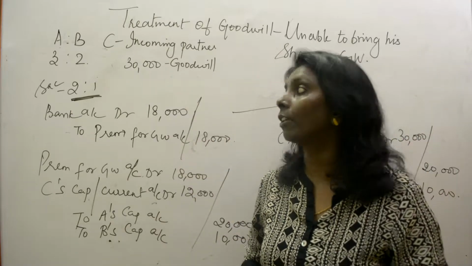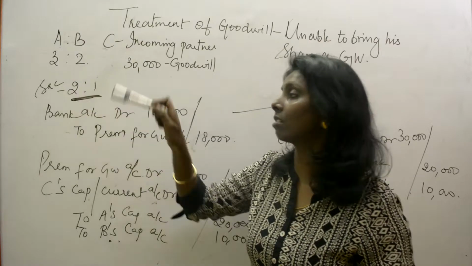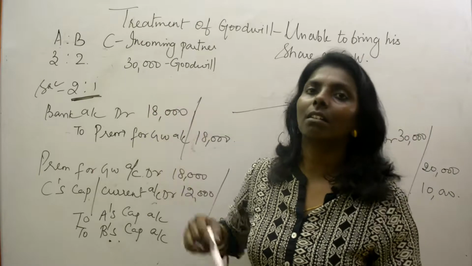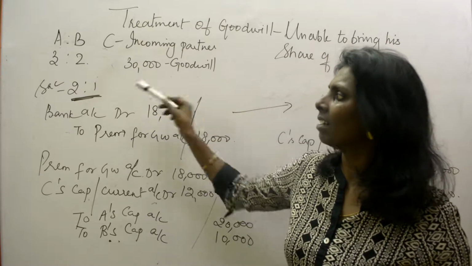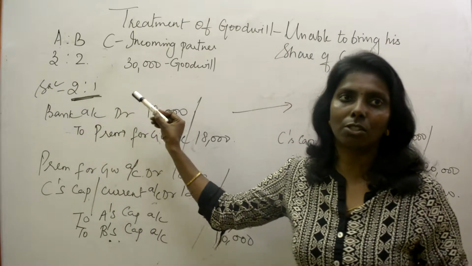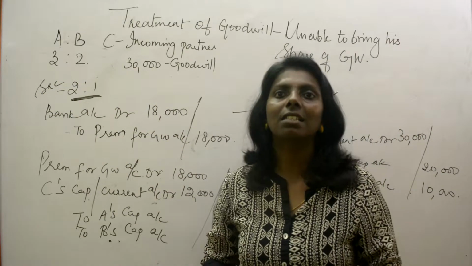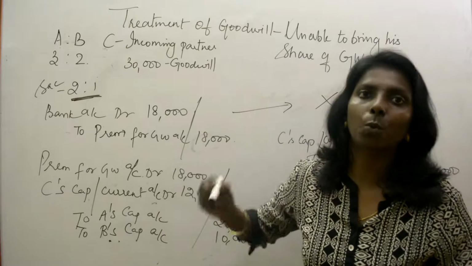Let's take a simple scenario. We have A and B, two partners sharing profits in the ratio of 3:2. C is an incoming partner. He is supposed to bring in 30,000 as his share of goodwill for his share of profit. The sacrificing ratio in this case is 2:1, which we already know how to calculate because that's already been discussed in the previous videos, okay? Let's take scenario 1.